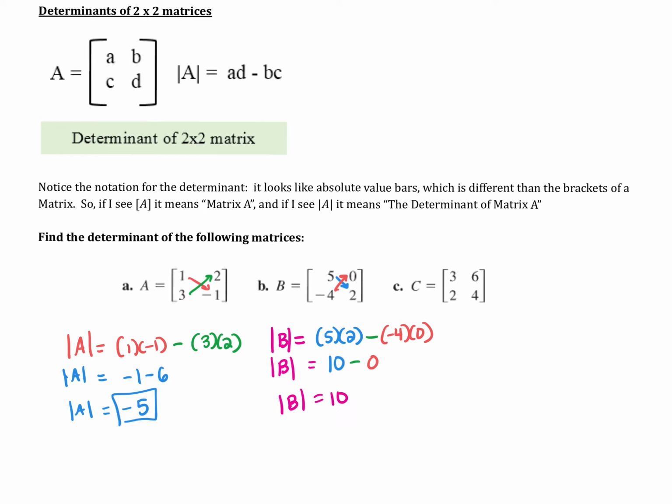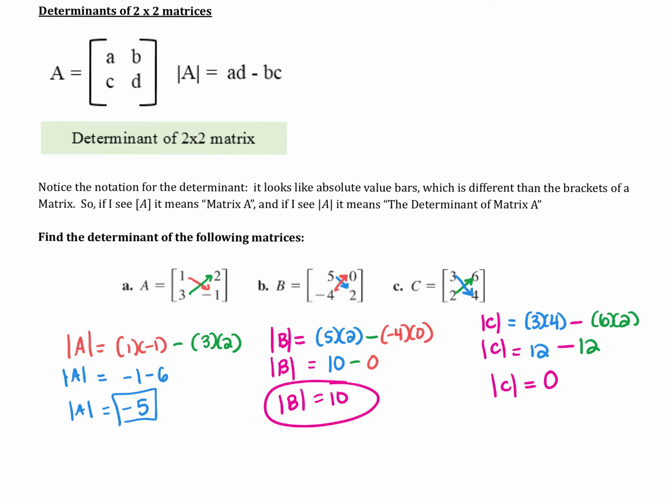Okay, go ahead and pause the video here and work through finding the determinant of C, and come back and check your answer. Unlike inverses, it is okay to get 0 here because 0 is a value. We can say that the determinant of matrix C is just 0. All right, let's move on.